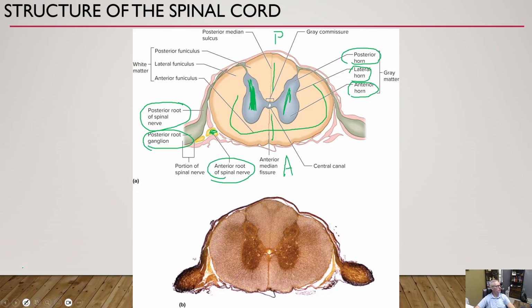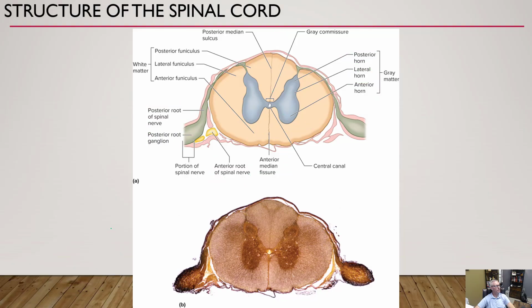All right, so let me erase. Oops. All right, so if you remember our reflex pathway, well, let me do a couple more slides, because we'll see this in a few more slides.